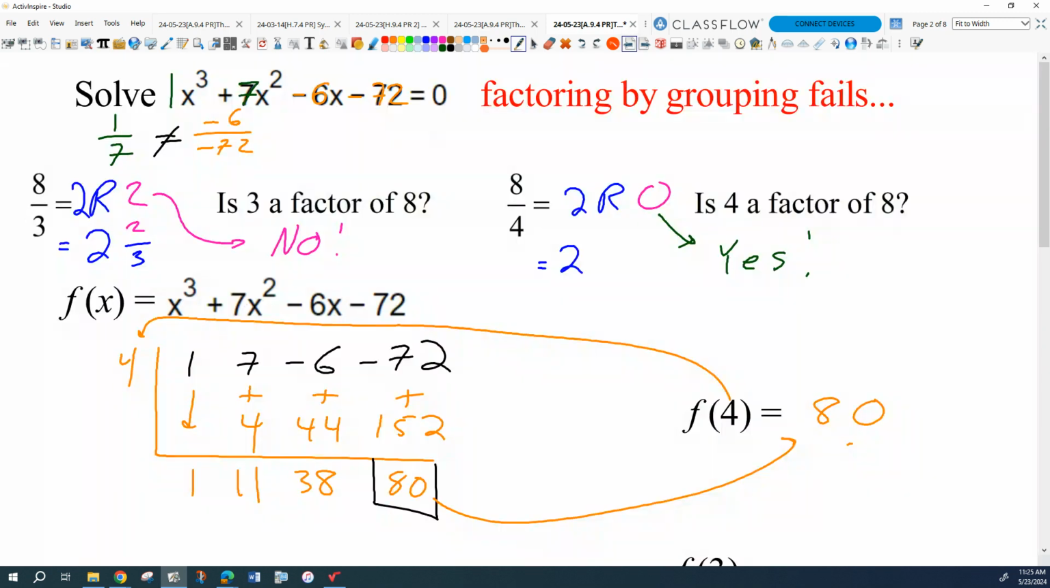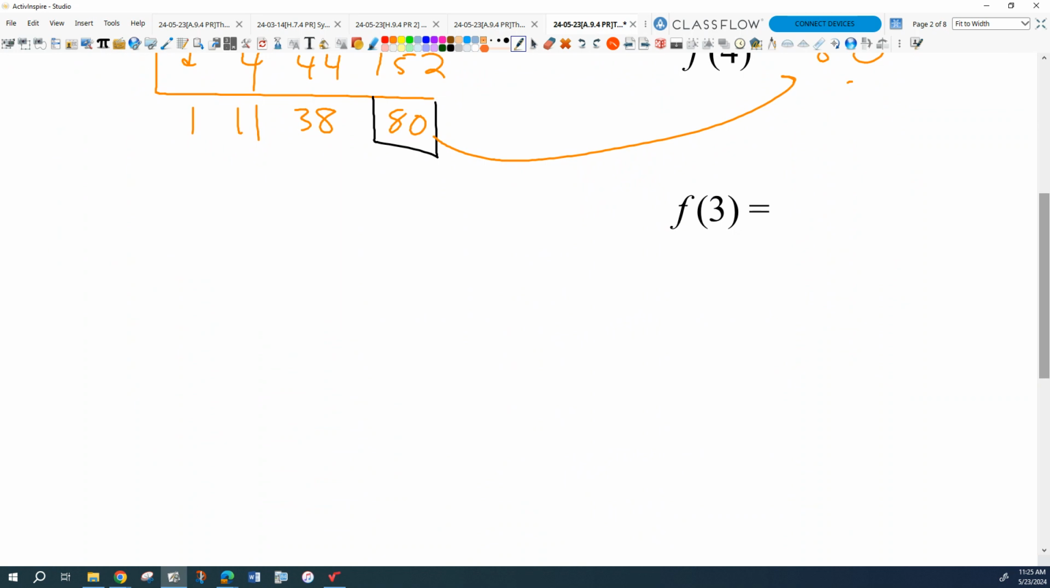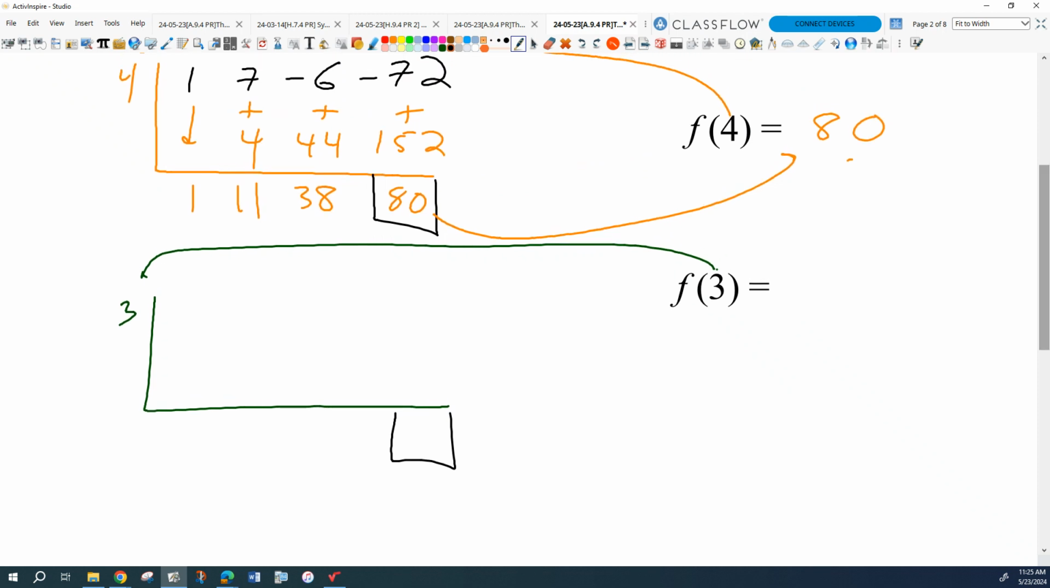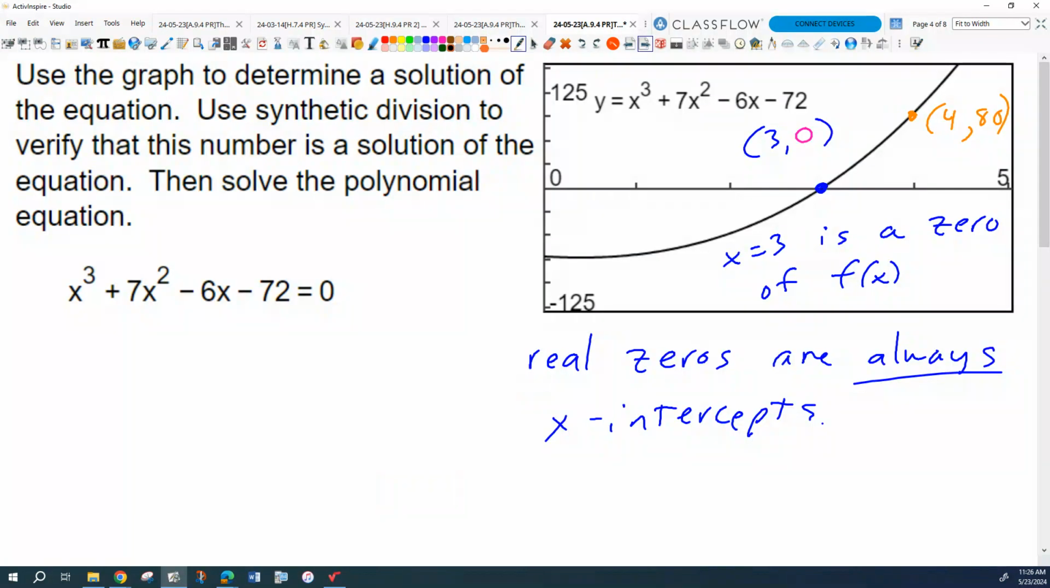Let's try this one more time. What about f of 3? I'm going to do the same thing here. So I'm going to make a synthetic bracket. What goes out front? 3. Same process as before. We can just copy, right? The coefficients are the same. They're just 1, 7, -6, -72. Can anybody predict from the graph what the output is, what's going to be in the remainder box?